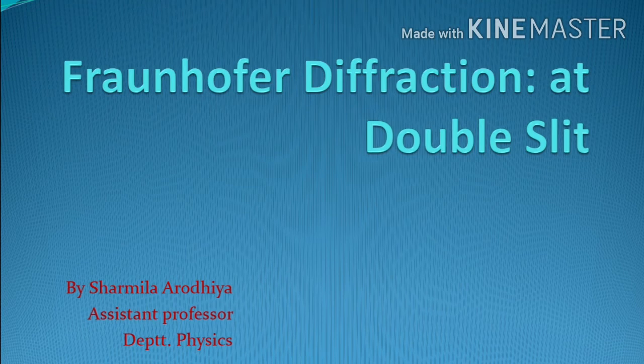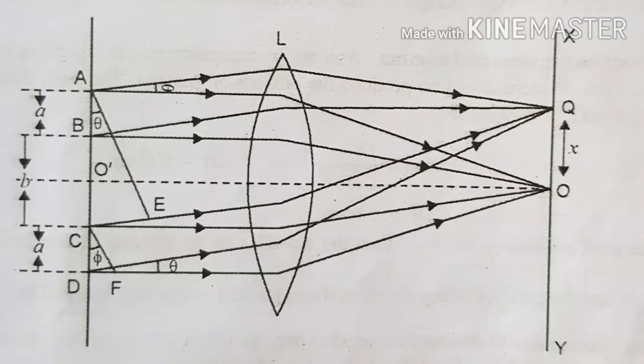Today we will discuss Fraunhofer diffraction at a double slit. In our last video we discussed the Fraunhofer diffraction due to a single slit. Now suppose a plane wavefront of monochromatic light of wavelength lambda is incident normally on the plane of these slits.